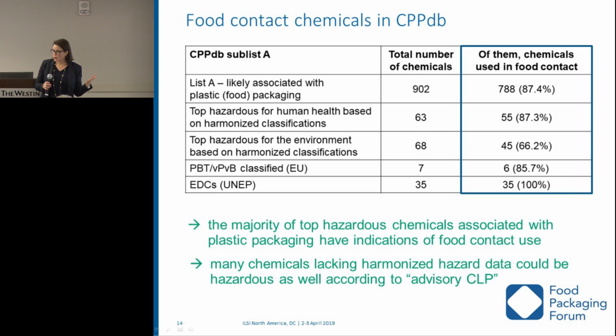Then we used a method to rank the chemicals according to their hazard properties. And we came up with 63 chemicals that are top hazardous for human health and 68 chemicals that are top hazardous for environmental health. And we also included some other hazard data. You may have heard of the European chemical regulation REACH. They have hazard properties of persistence, bioaccumulation, and that's the PBT-PVB data. We included that, and then we also included from UNEP a very good overview report that was published last year, compiling EDC classification from many different countries in the world.